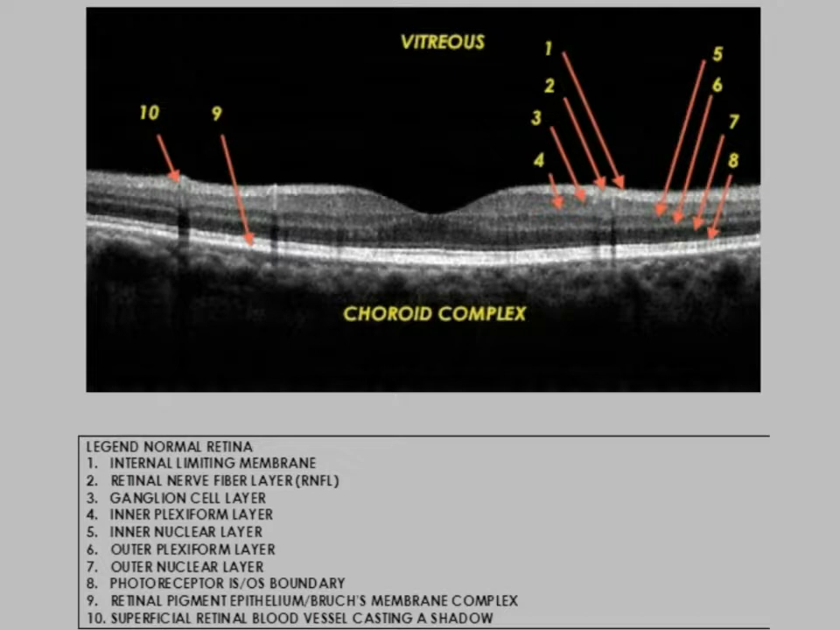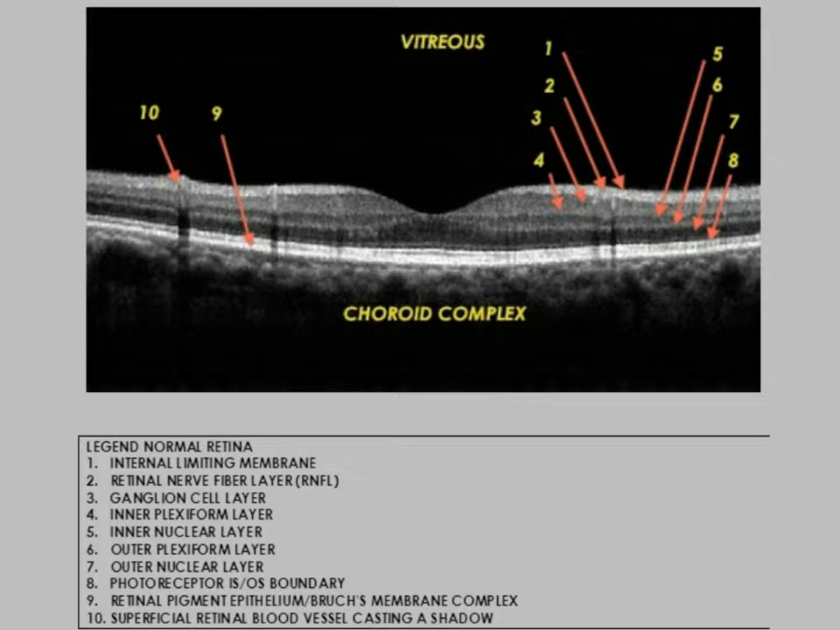Now, when you look at the outer segment of the photoreceptor cells, just below number 8, and the RPE, which is number 9, you see a small, thin, dark line. That's the separation, where the photoreceptor cell outer segments are interacting with the RPE. And then number 10 is the shadow that's cast through the retina by a blood vessel that's superficial in the retina.